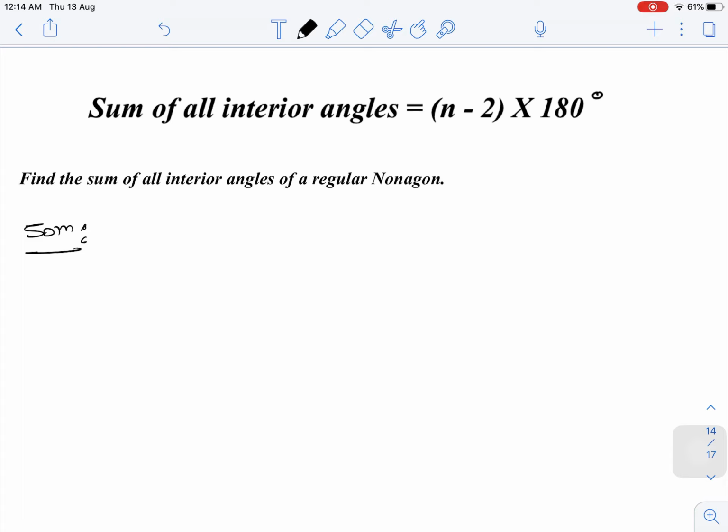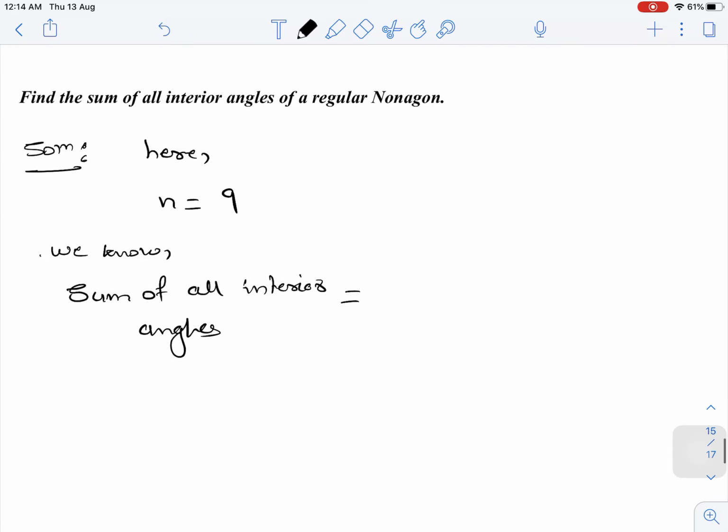Now the solution. A nonagon means a polygon with how many sides? 9 sides. So here n equals 9. Now we have the value of n. What are we supposed to find? The sum of all interior angles. So we know the sum of all interior angles of a polygon equals n minus 2 into 180.